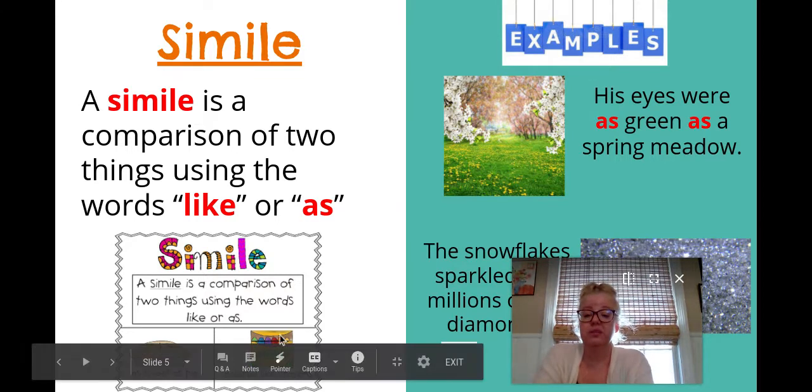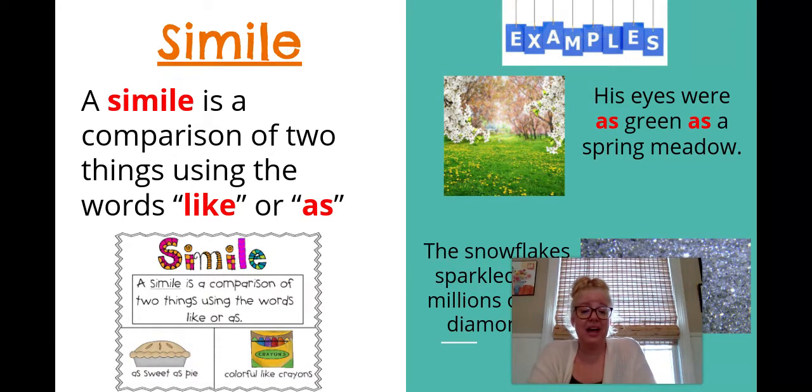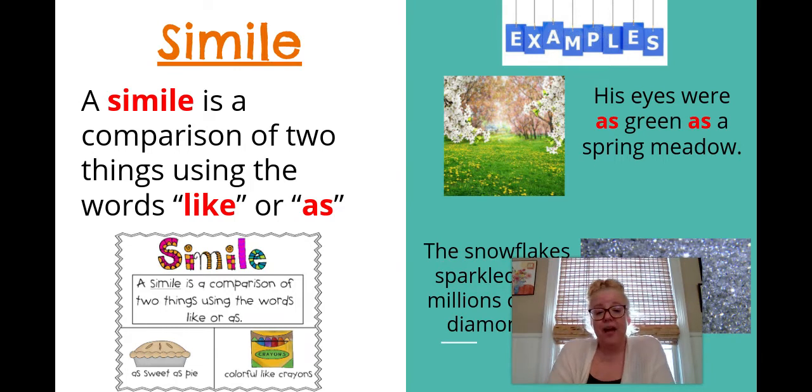So two examples here are as sweet as pie. If somebody is as sweet as pie, you're saying that the pie is sweet and the person is sweet. You're comparing them. This is how they're alike. As colorful like crayons. If something is colorful like crayons, when you open the box, you see all the colors, right? So you're saying that this thing is colorful like a crayon box is colorful. They're alike in that way.